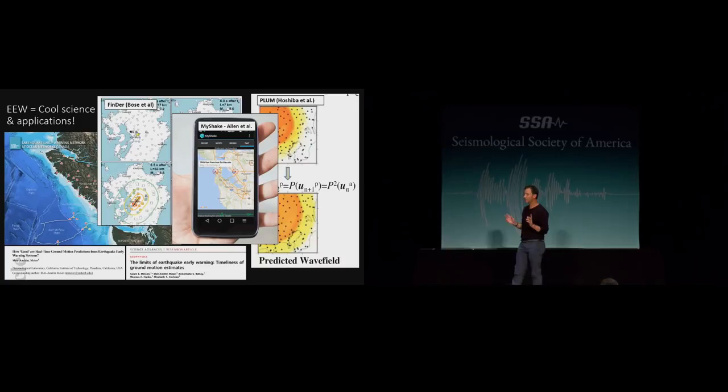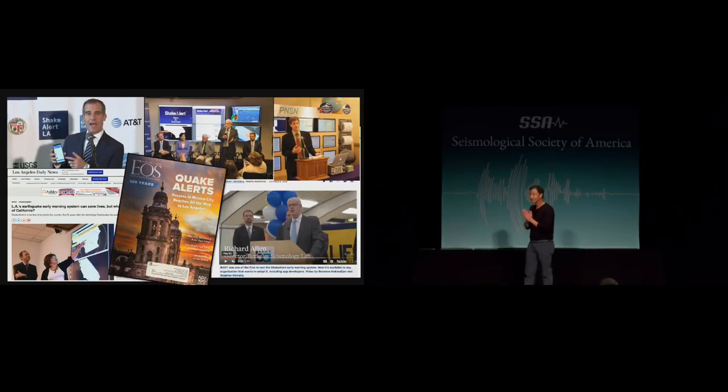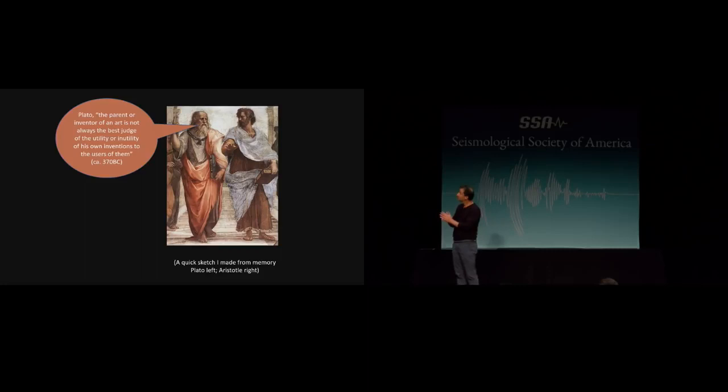Here are our best and brightest and our best communicators looking and saying how much we can do with early warning, and they're doing it directly through the media and through the public. So I'm a little concerned that we may be overselling this work. And Plato said it best when he said that the parent of an invention or an art is not the best judge of the utility of his own inventions. He said this 2,000 years ago, and that's a quick sketch I did on the left of Plato and Aristotle on the right. I couldn't find anything online.